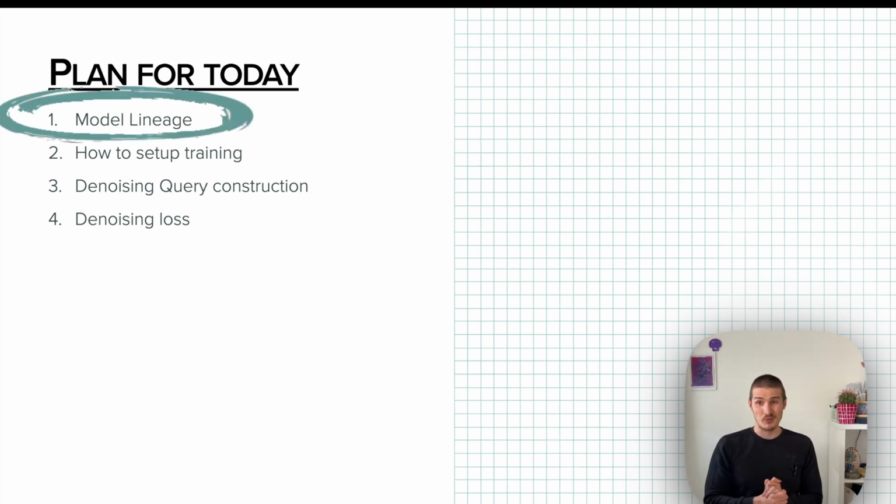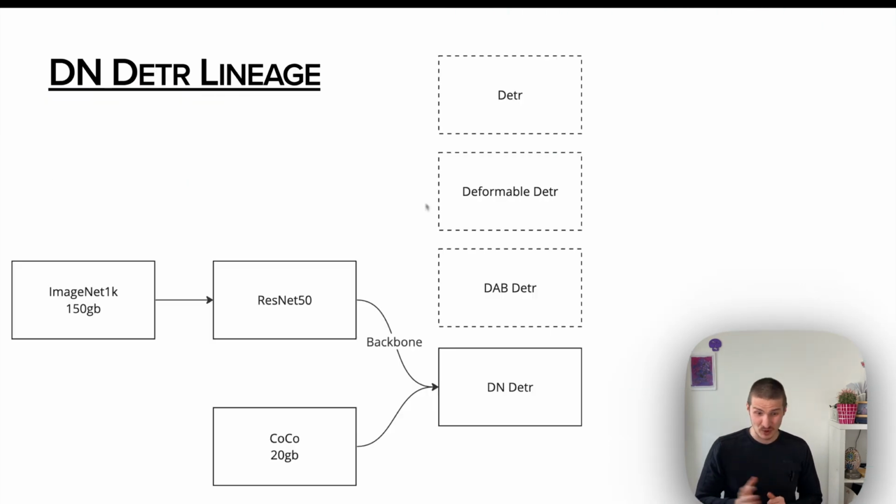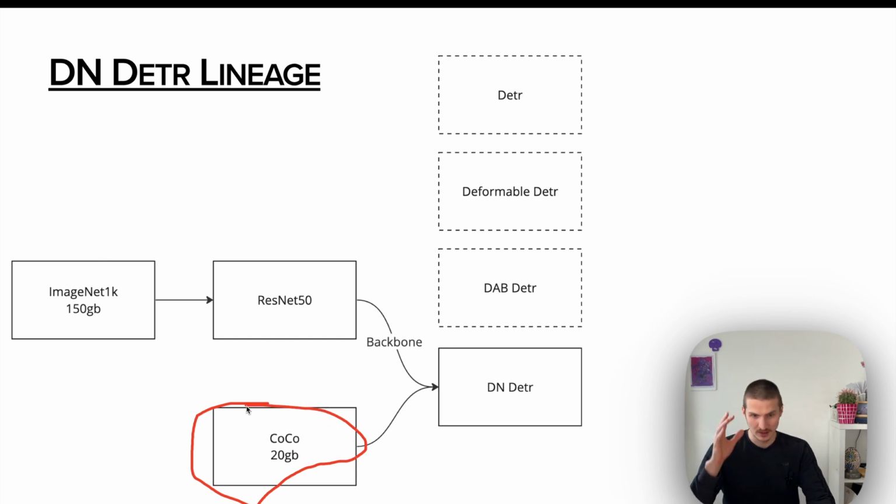Okay, so let's talk about model lineage. As promised, in case of DN Detr and other related Detr models, everything is relatively simple. The model itself, the one we'll look at now, is trained on the Coco dataset, which is available for free on the internet, and I'll show you how to download it. It is only 20 GB, so it's relatively easy to just download it to your computer entirely and train the model on that.